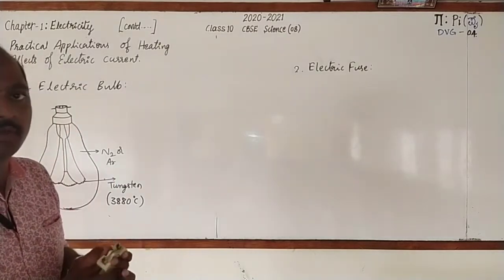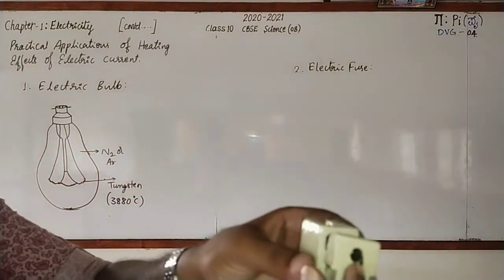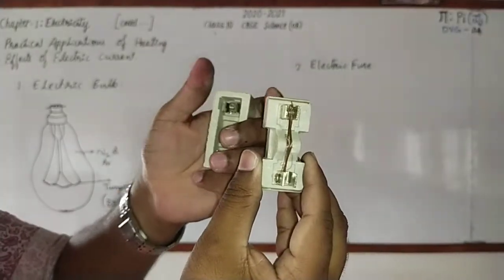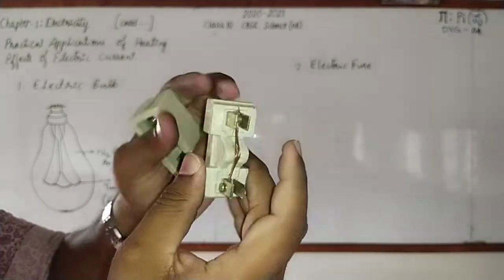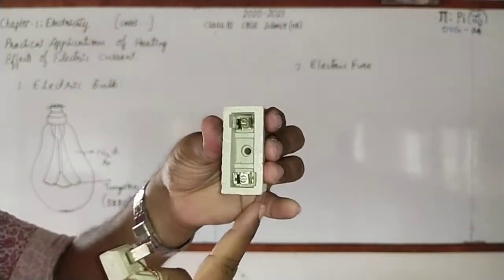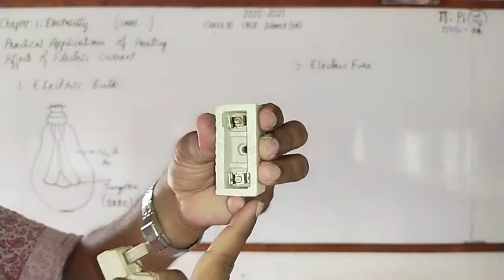I'll give you more information. Observe, this is a fuse. It is covered with a ceramic box. Here also a box-like structure is there. Ceramic is an insulator. This is called the holder.